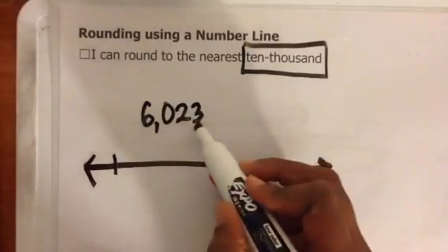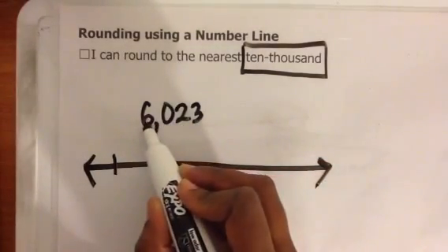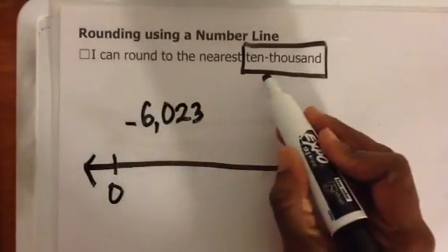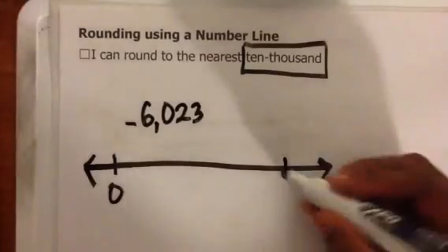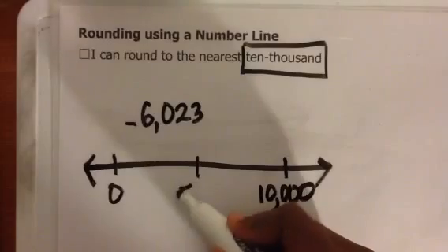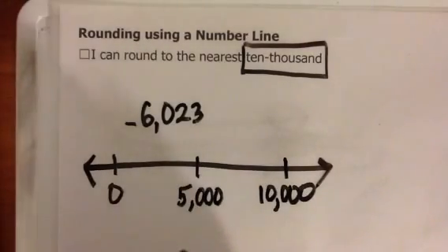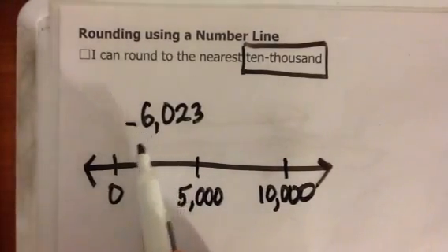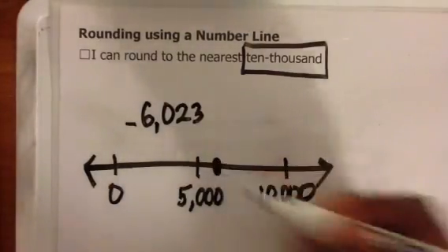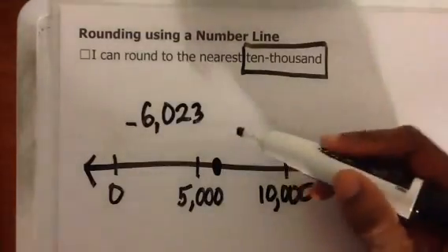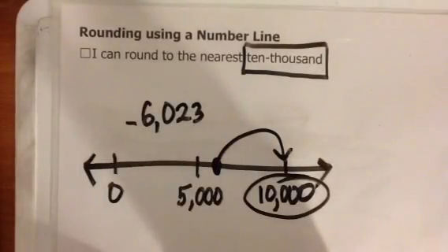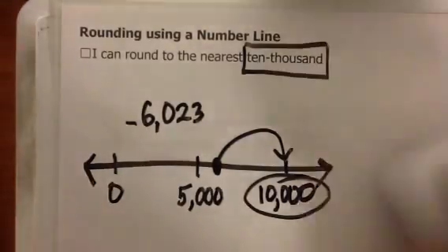So let's begin. Ones, tens, hundreds, thousands, and there are no 10,000s. I'm rounding to the nearest 10,000, so I need to add a 10,000 to this. 0 plus 10,000 is 10,000. Halfway between 0 and 10,000 is 5,000. And I simply need to plot my number 6,023 on this number line. It's about right here. And I can see that 6,023 is closer to the benchmark 10,000. Therefore, 6,023 rounded to the nearest 10,000 is 10,000.